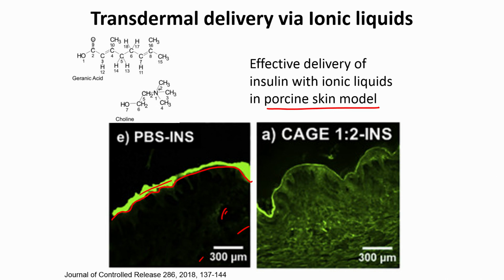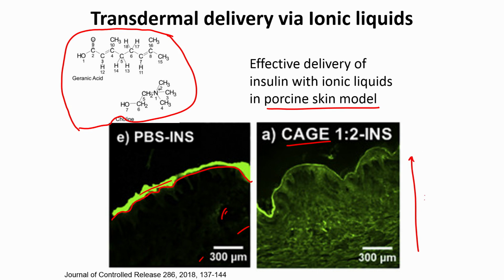However, if they use their CAGE, which is again one of the ionic liquids, geranic acid and choline ionic liquid, and if they use this 1:2 with the insulin, then you can appreciate how much the permeation has increased. It is actually very uniformly distributed throughout the skin, and it will continue to permeate inside. So, you can actually deliver quite a lot of your insulin through this method.